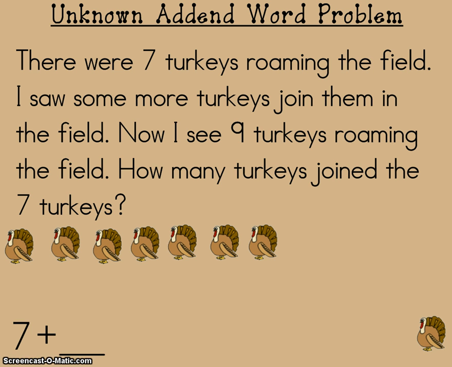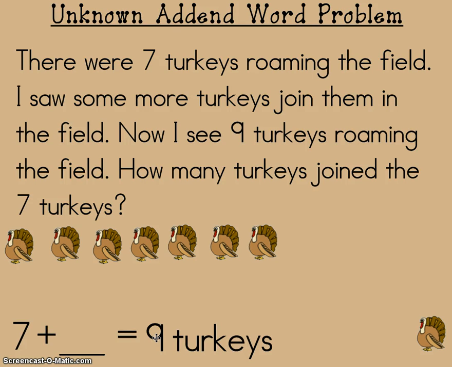Then it continues to say, now I see 9 turkeys roaming the field. So I know that there were 7 turkeys. Some more turkeys showed up, so when I put all those turkeys together, I know that I have a total of 9 turkeys. But my question doesn't ask how many turkeys do I see in all. My question asks me how many turkeys joined the 7 turkeys. So now I am figuring out a number sentence with an unknown addend. We have talked about how to solve these before. You have even watched a video showing you how to solve this kind of problem.